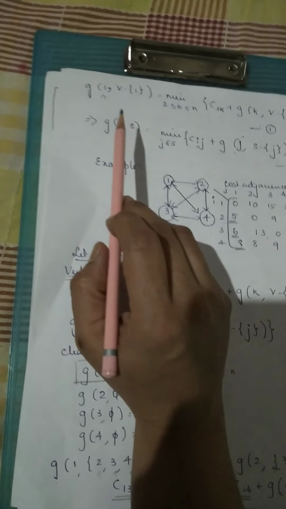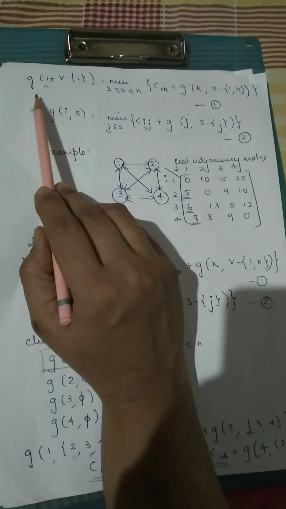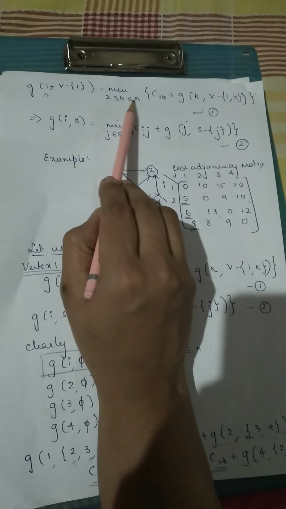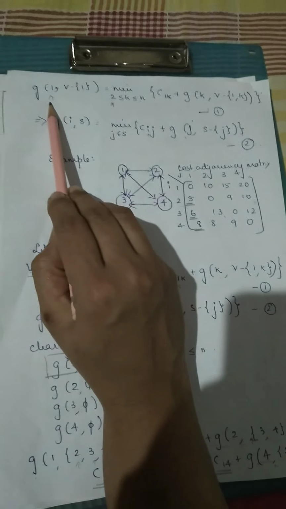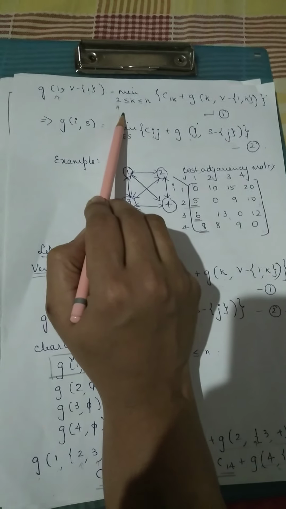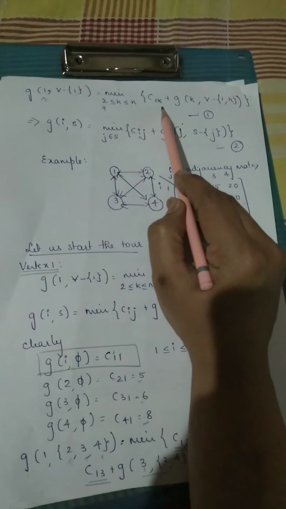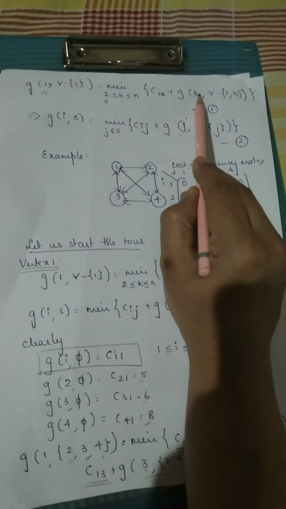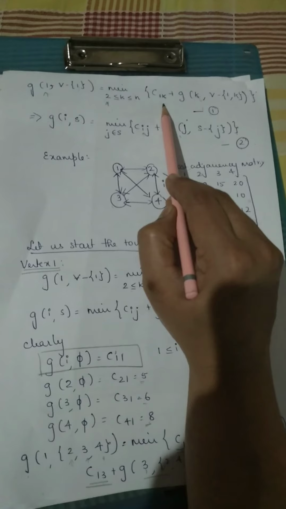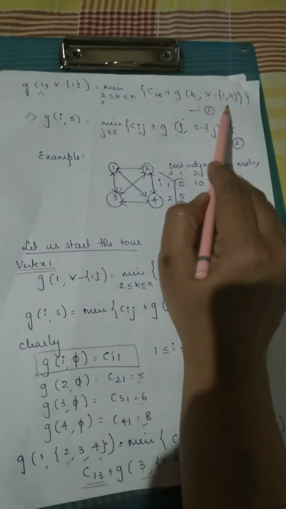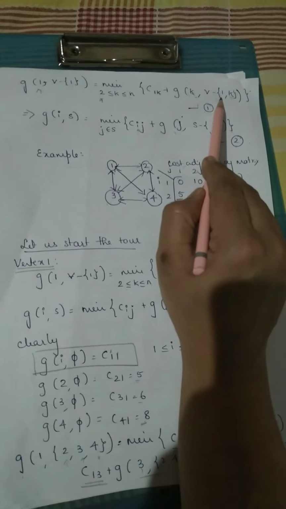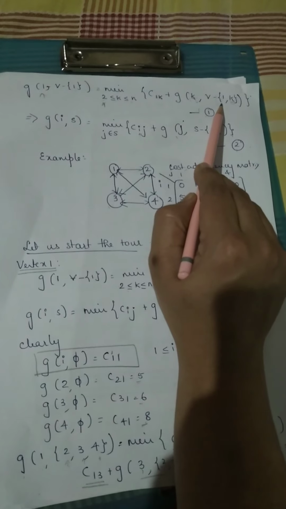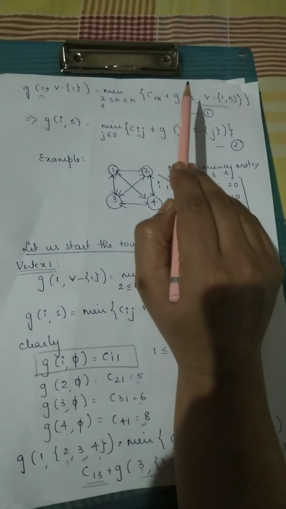Now we'll generalize the function once again. So I'll write the formula. Minimum over 2 less than or equal to k less than or equal to n, and what is 2 here? 1 will be the starting city. We'll start from the second city. So C of 1 to k, that is any intermediate city, plus G of k comma the cities excluding 1, V minus 1 comma k. 1 is the starting city, k is an intermediate city from starting city 1 and the remaining cities.